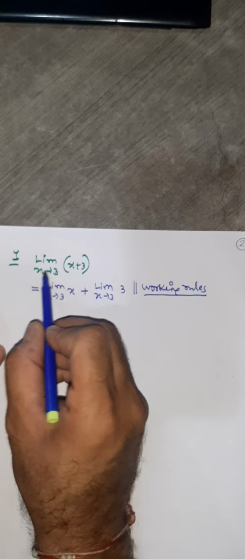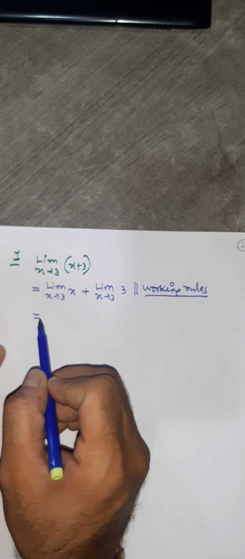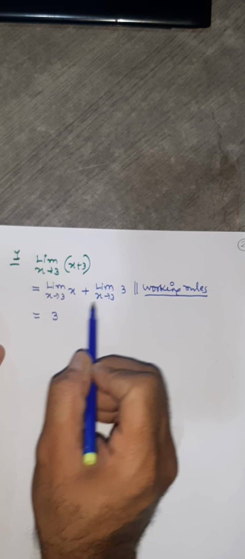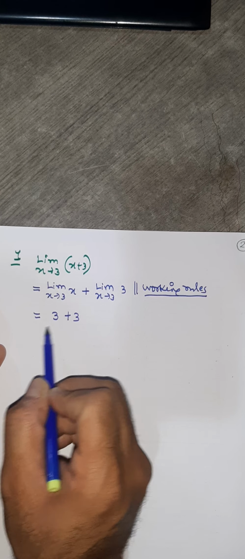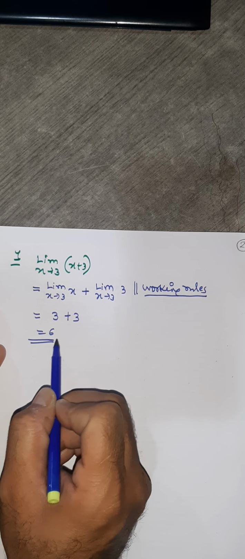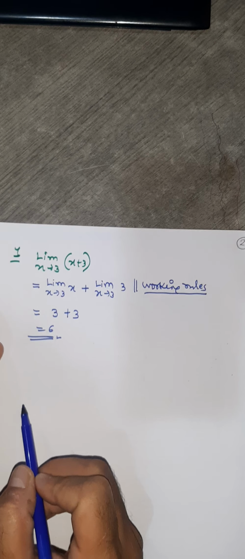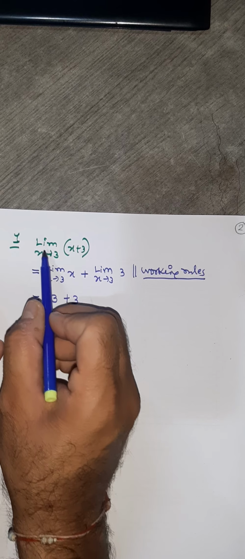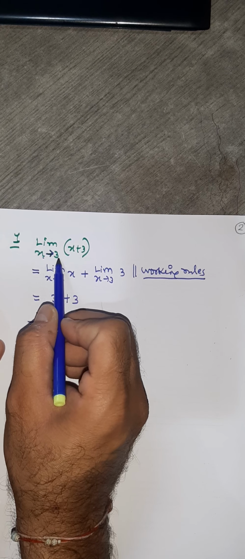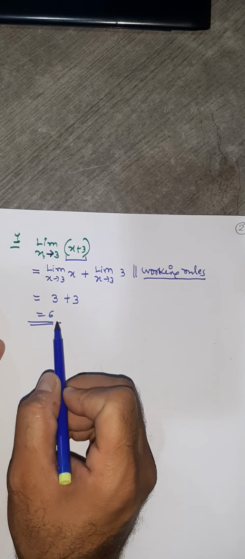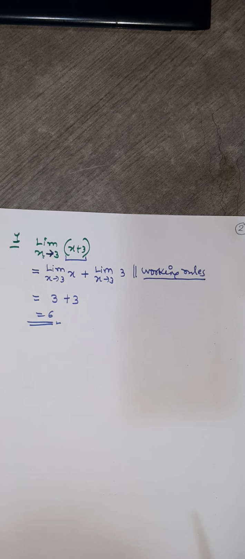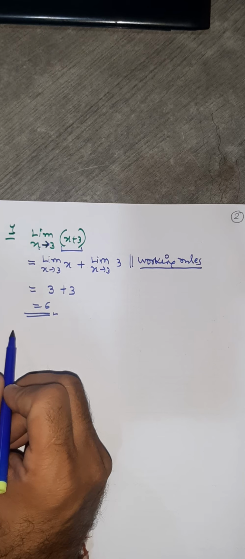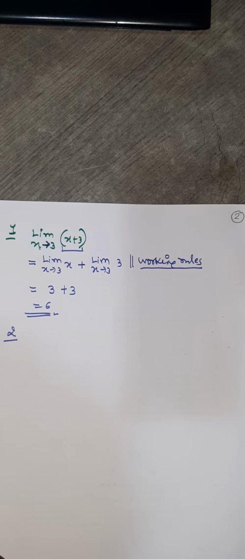What I did? Just taking the limit inside, the first working rule, you know it. Now as x tends to 3, x is 3. The limit of the constant is the constant, so this is just 6. So the limit of this expression is 6. What does it say? You know it now. Whenever x is very close to 3, then this function is very close to 6. Fine. This is a simple question, just substitution.